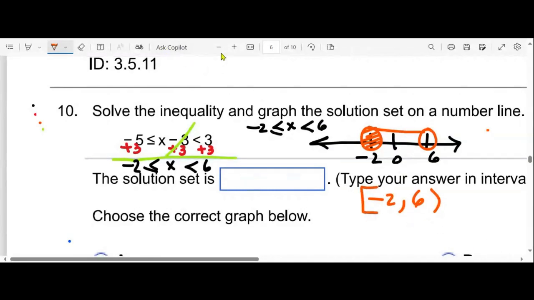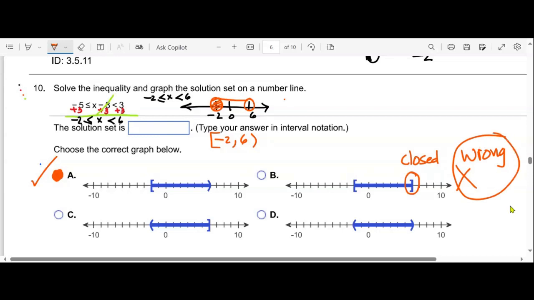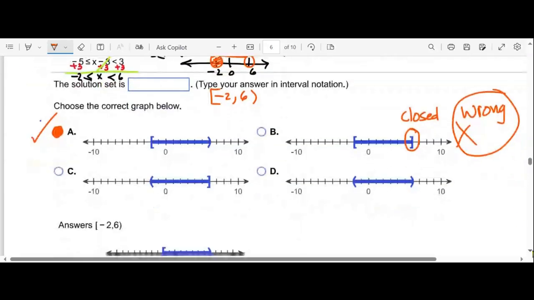Exactly. So which one is the correct graph here? B. Are you sure B? Is this open? Yes. It is A. It's A, correct. You understand, ya Muhammad, ya Khalid, everybody in the class? Yes. All right. So let's move to the next one.